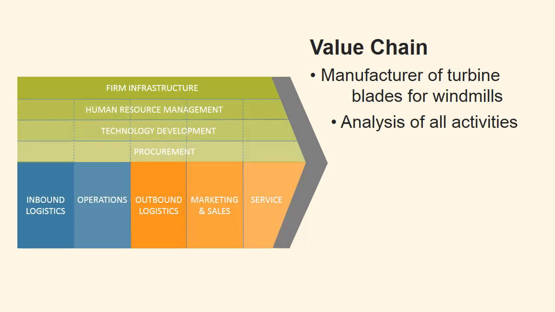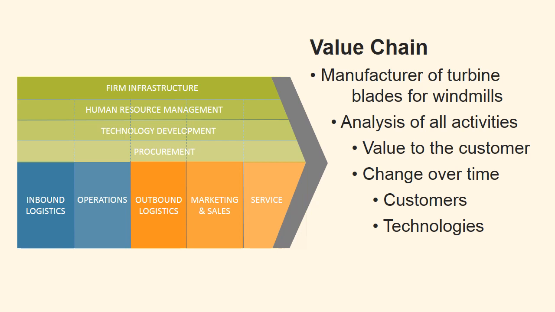If the blade manufacturer is to remain in the market, all 9 activities must be under ongoing analysis. It must be determined whether the activities provide more value to the customer than it costs to implement them. Customers' priorities may well change over time. There may be new technologies to increase productivity in the chain. There should therefore be continuous evaluation after improvement.